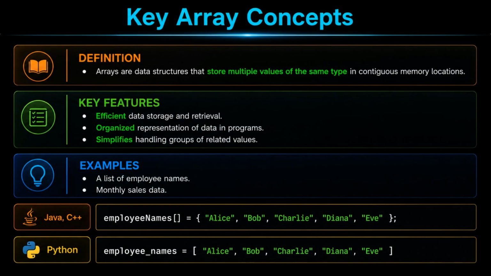An array is a data structure that stores multiple values of the same type in contiguous memory locations. That gives you efficient storage and retrieval, an organized way to represent data, and a much simpler way to handle groups of related values. Instead of separate variables for a list of employee names, you'd store them all in one array, declared with curly braces in Java and C++, or square brackets as a list in Python.